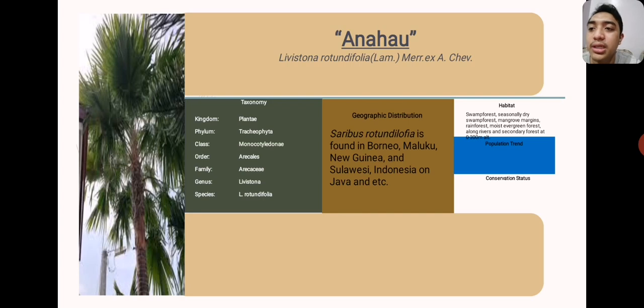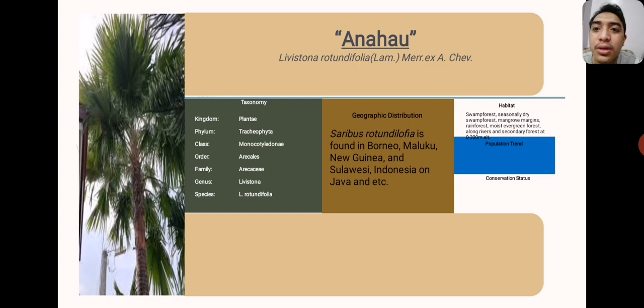Anahaw, Livistona rotundifolia. Taxonomy: from the kingdom of Plantae, phylum Tracheophyta, class Monocotyledonae, order Arecales, family Arecaceae, genus Livistona, species L. rotundifolia. Geographic distribution: Saribus rotundifolia is found in Brunei, Moluccas, New Guinea, and Sulawesi, Indonesia, on Java, and etc.